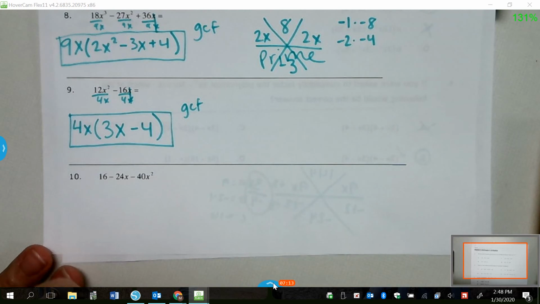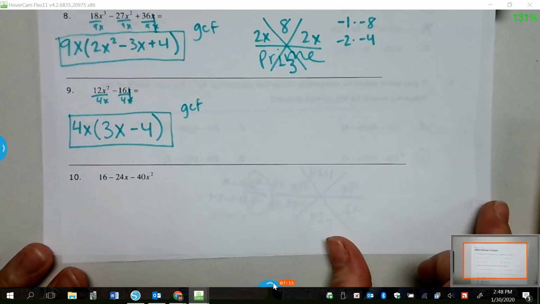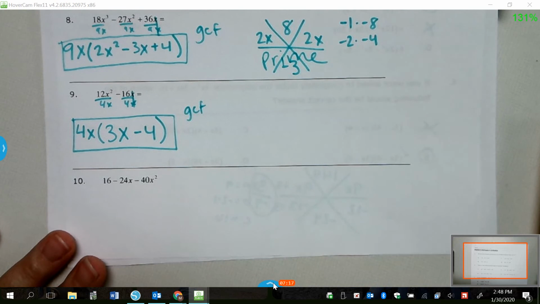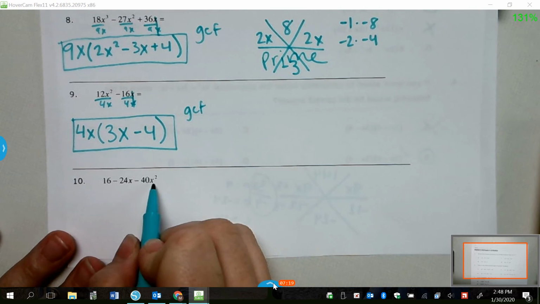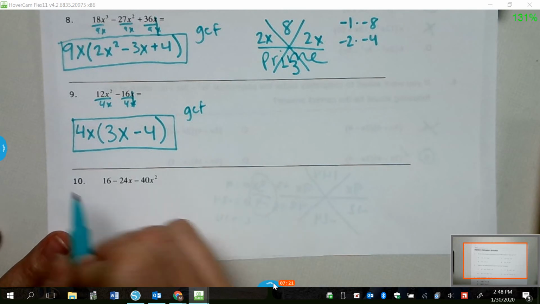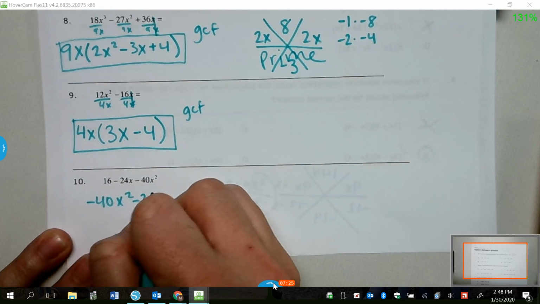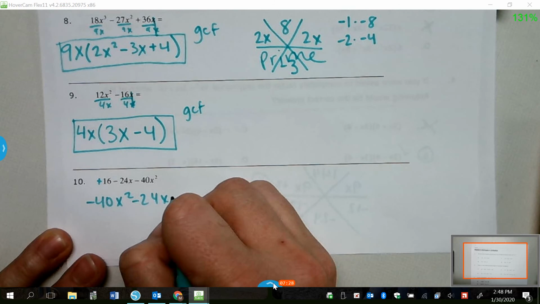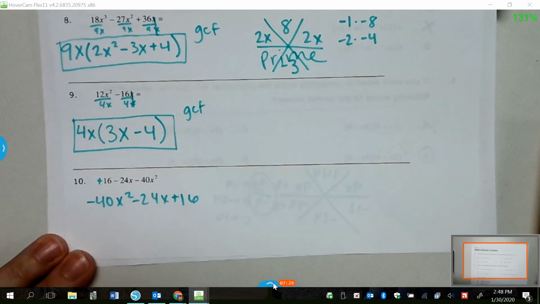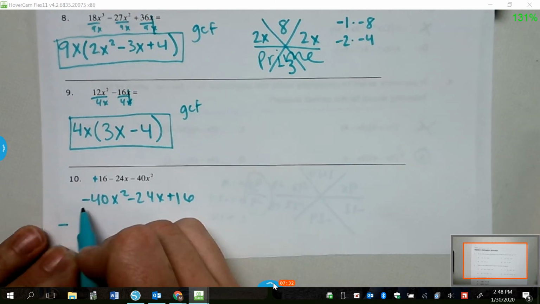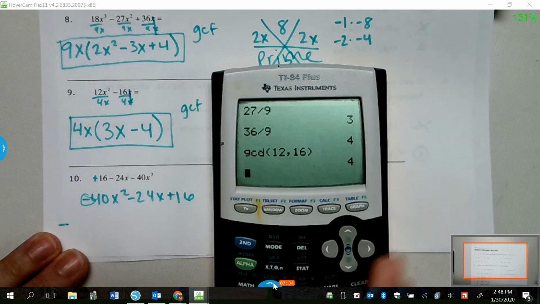Here, it's in the wrong order. Okay, so we need to fix that. Remember, it has to be in standard form, which we learned last unit. That means the highest exponent first, and you go down. So negative 40 x squared minus 24x, and this is a positive 16. So first things first, I have to take out a negative because there's a negative in the front, and I need to figure out what the GCF is.